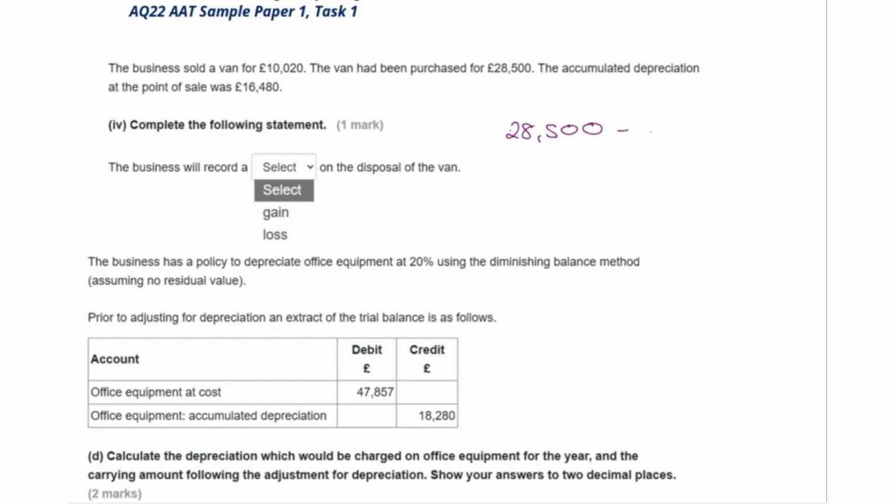28,500 was our original cost, and we'll take off the accumulated depreciation, and that gives us a carrying amount of 12,020. That's how much we would be expecting the van to be worth. We only got 10,020, which means we're going to make a loss of 2,000.